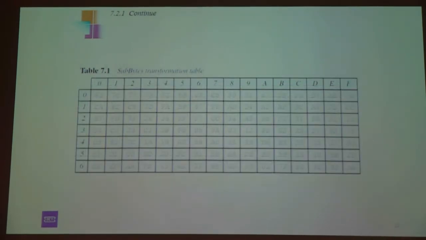So the table goes from 0 to F, and from 0 to F. So if I have 6F in here, it should be substituted with what? 6F gives A8, right? So there's a table. Okay, this table is invertible. If I go for A8, let's try A8.